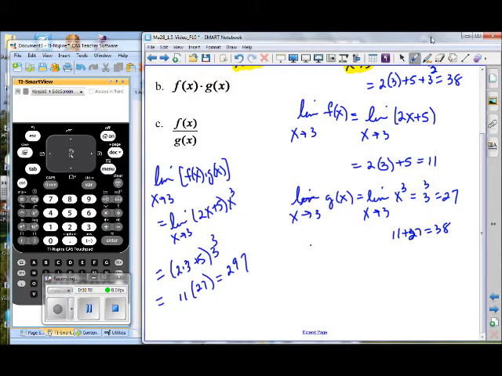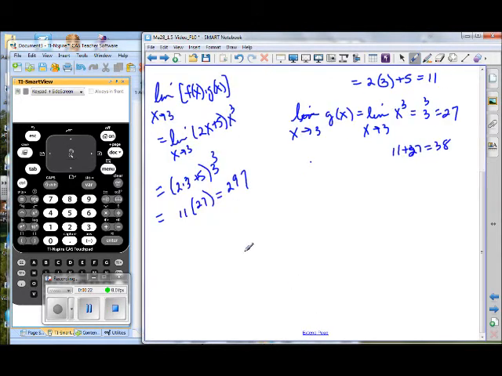Now, if we take a look at the third one, and that would be the limit as x approaches 3 of f of x divided by g of x. The only thing I have to be really careful about is the denominator. Is it going to be turning into 0?